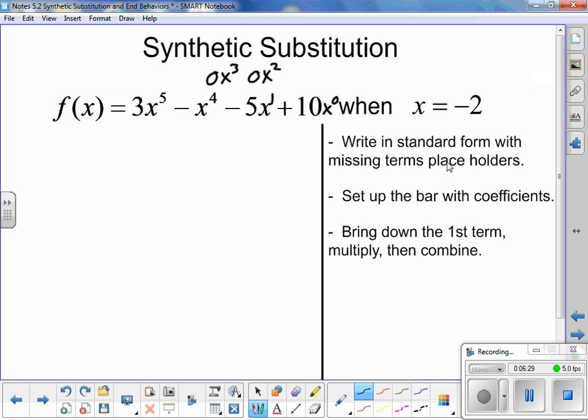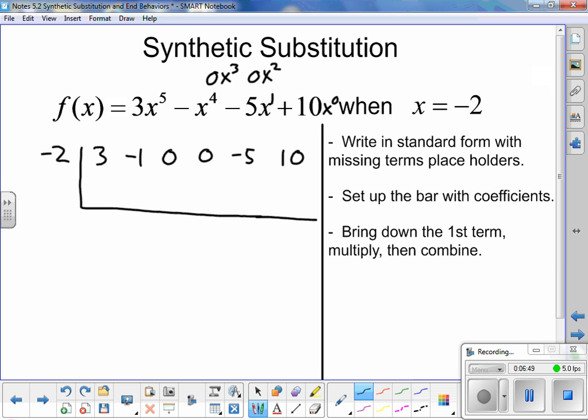Those are all your coefficients you should write. Okay, so now we're going to do a setup, upside down bar. Negative 2 goes out here. That's what you're plugging in. Now we're going to put in our coefficients. So the coefficients are 3, negative 1, 0, another 0, a negative 5, and a 10. All right. So now what we're going to do is, first thing, you bring down the first number. So you just bring it down. Then you just multiply and combine. So bring down the 3.